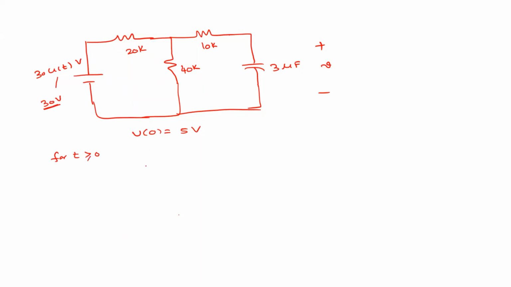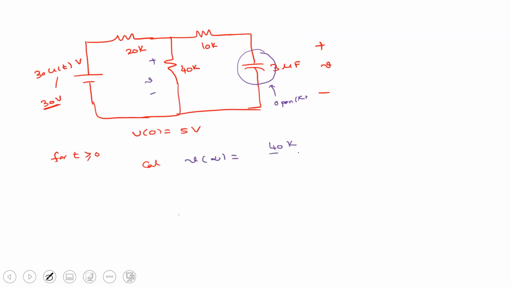From this, calculate its final value. What is the final voltage across this 3 microfarad capacitor, since it is open circuit? Now v of infinity is 40K divided by 20K plus 40K, into 30. Agree? How much is it? 20 volts. So v of infinity will be 20 volts.